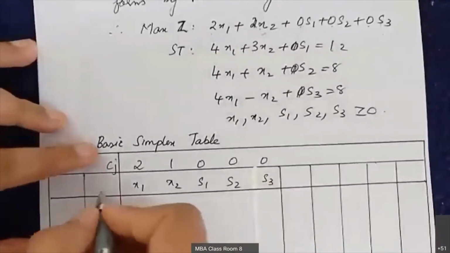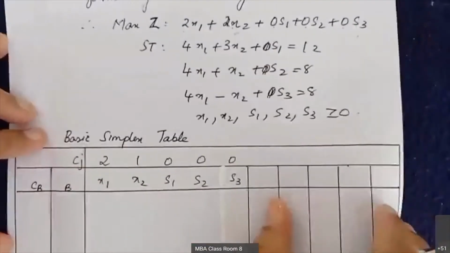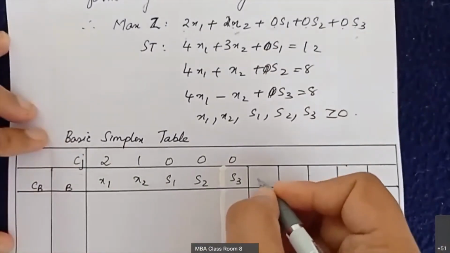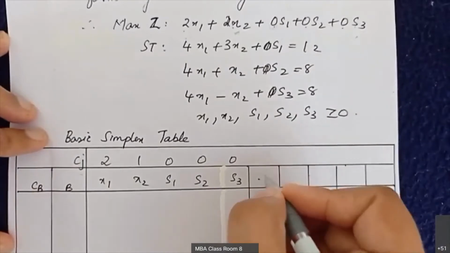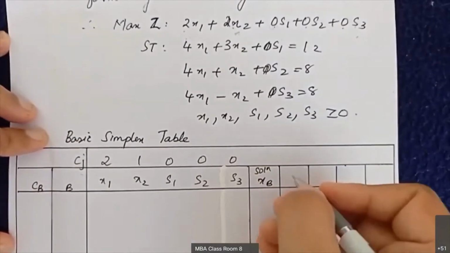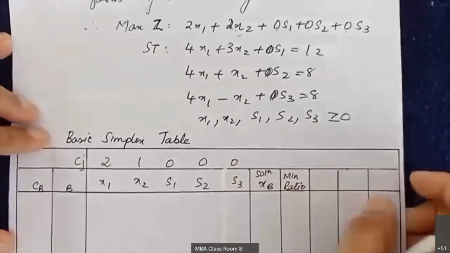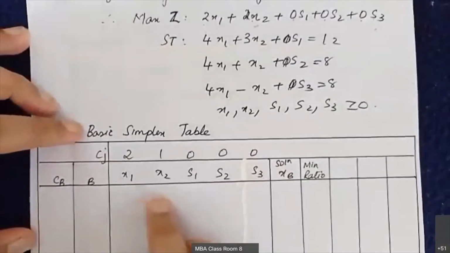Here we have the basic variable, represented by b. Here we have the coefficient of the basic variable. Here we have the value of the basic variable. It is represented as solution or as xb. Here we have the minimum ratio. Okay, is it clear? Now this is going to be the body of the constraints.